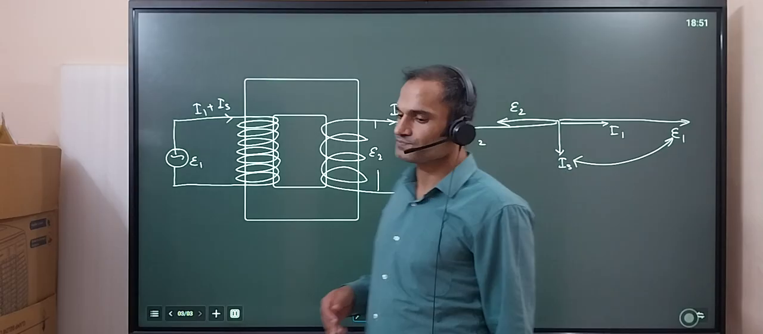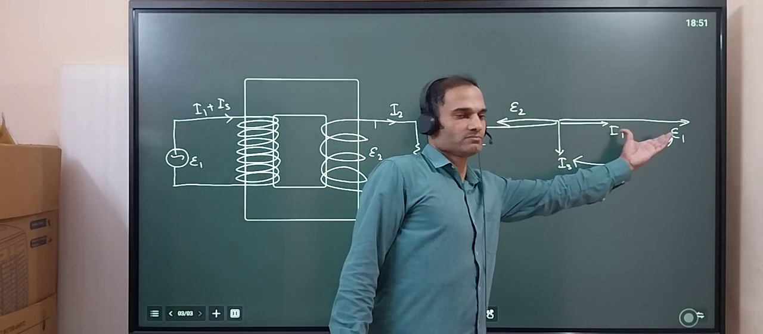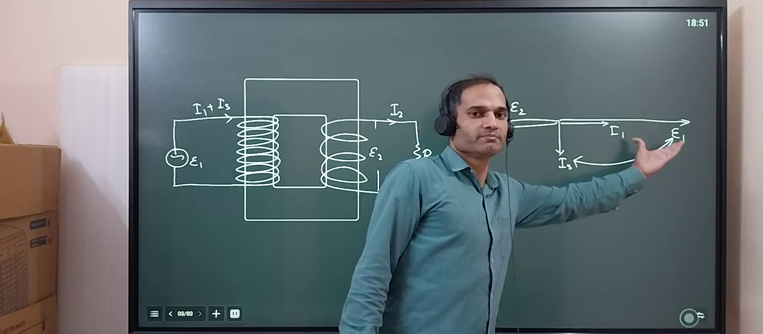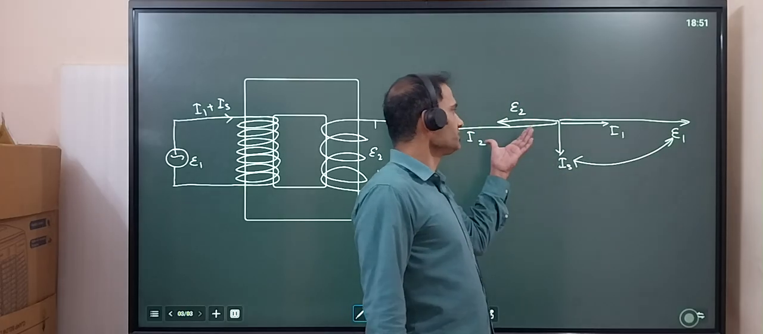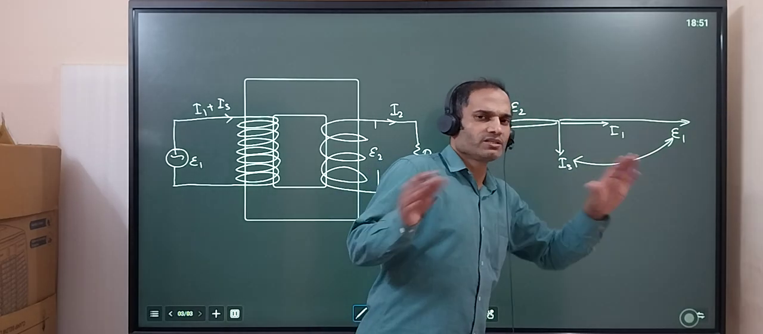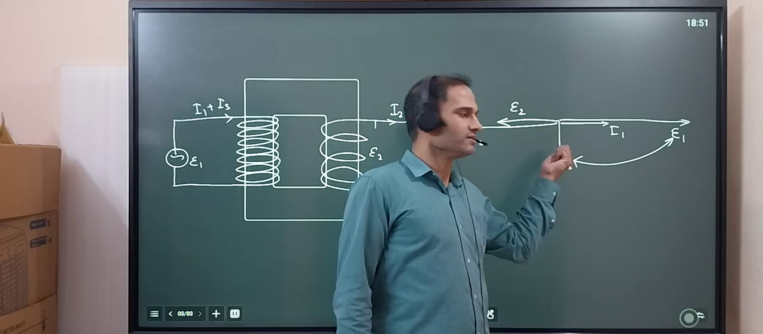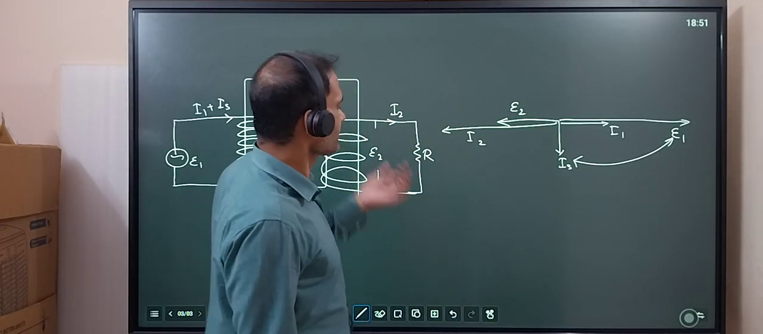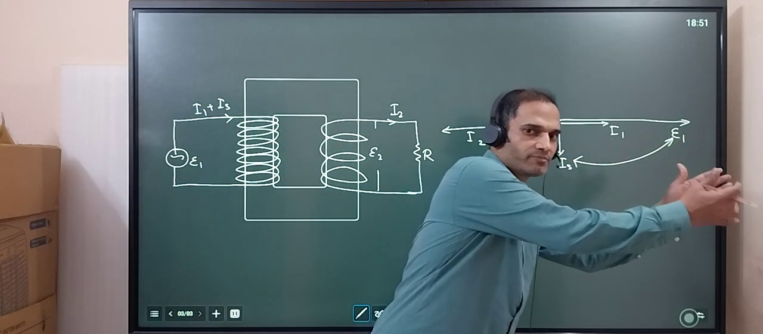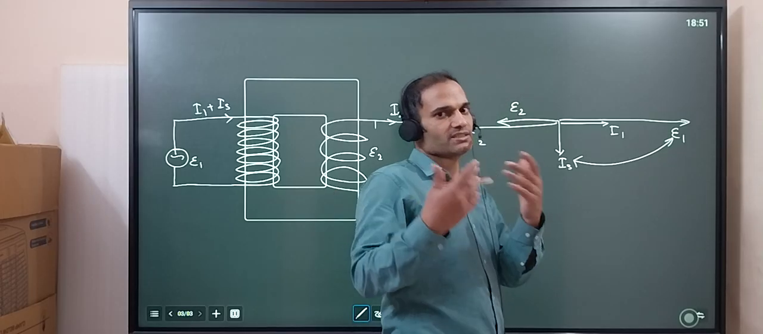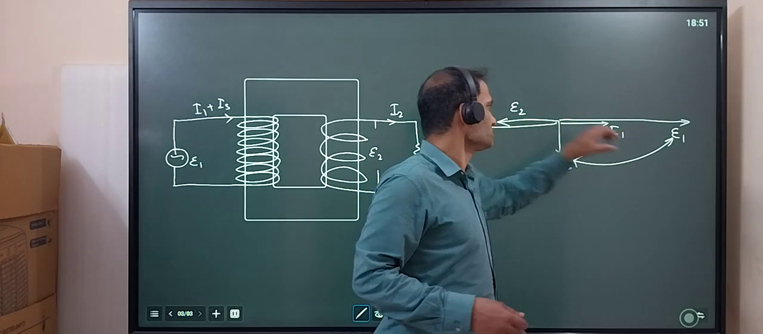So basically this is the power delivered by the source to the primary winding, and the primary winding is not dissipating any power. Power is dissipated in the secondary winding. The primary is just taking from the source and transferring. It is still getting the power, so this is also positive, this is also positive.